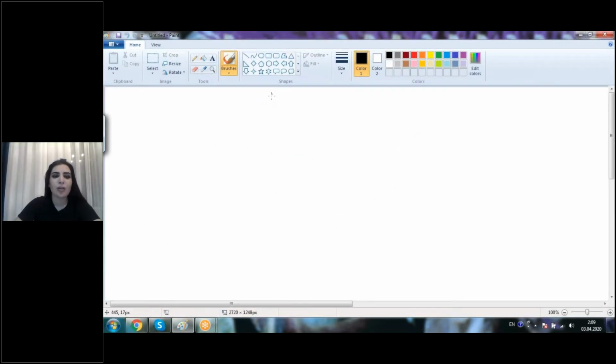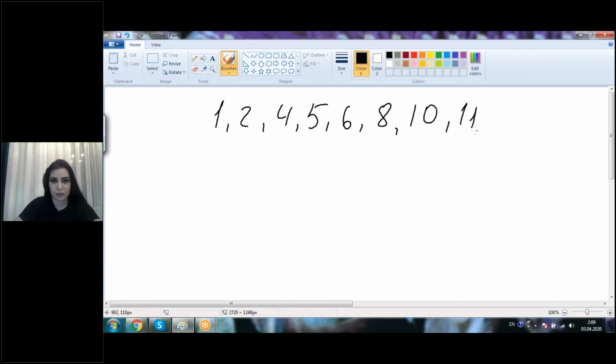And now let's have a look at the second case, where we have an even number of digits or numbers in the set. For example, 1, 2, 4, 5, 6, 8, 10, 11. So as you see here, we have 1, 2, 3, 4, 5, 6, 7, 8 numbers in the set. So we divide 8 by 2, we will get 4.